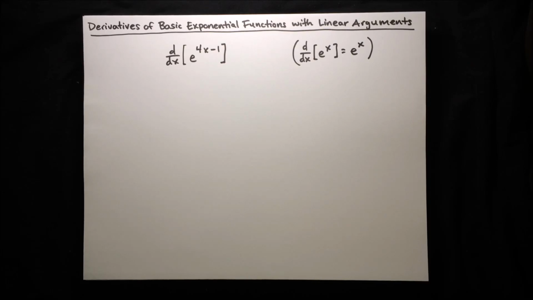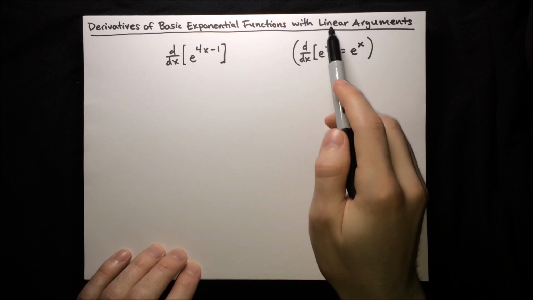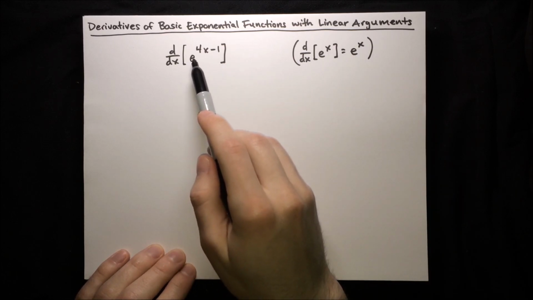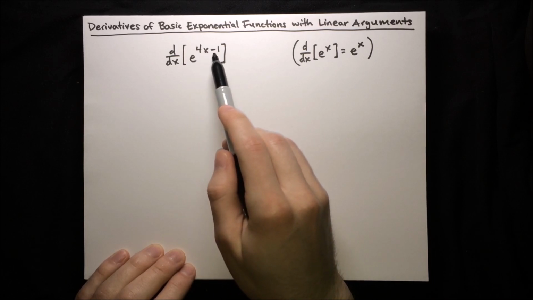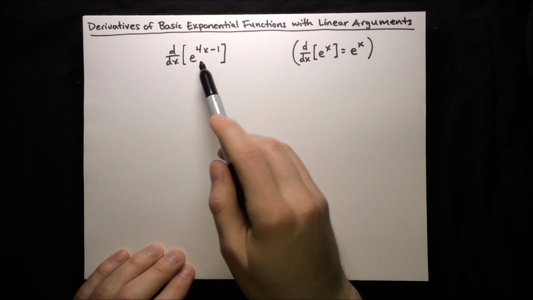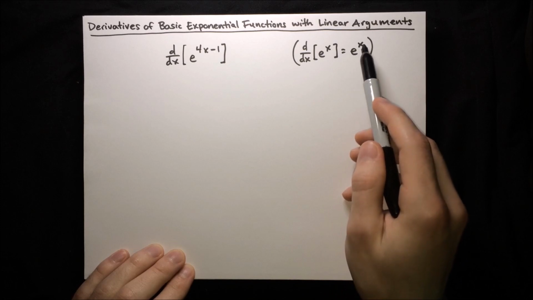In this video, I'm going to show you how to take derivatives of basic exponential functions with linear arguments. Here's an example of a basic exponential function with a linear exponent, 4x minus 1. So how do we take the derivative of this? Well, we know from before that the derivative of e to the x is just itself, e to the x.